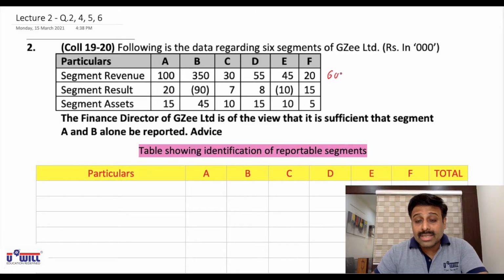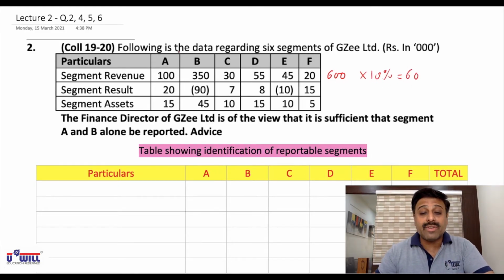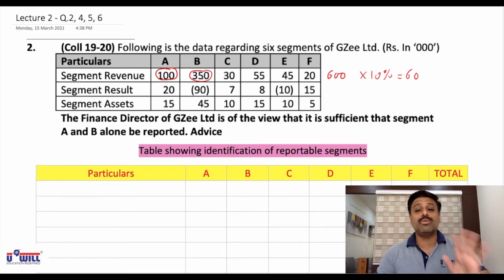Okay. Now the condition is whichever segments have at least 10% of revenue will have to be reported. What is 600's 10%? 60. Just verify which segments have more than 60 of revenue. A will have to be reported. B will have to be reported. C doesn't have more than 60. Equal to 60 will also be reported. D doesn't have more than or equal to 60. E also no, F also no. So as per the revenue condition, A and B are going to be reported.